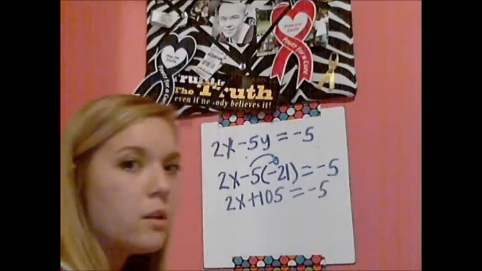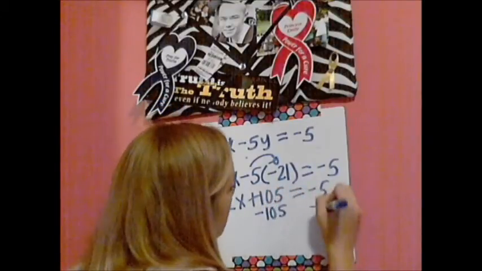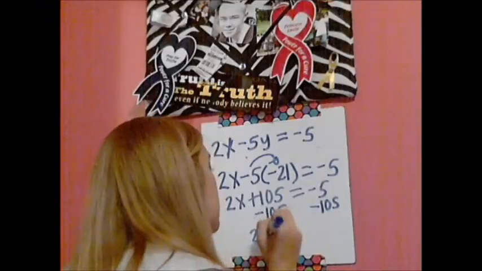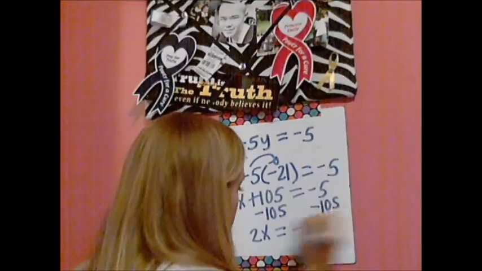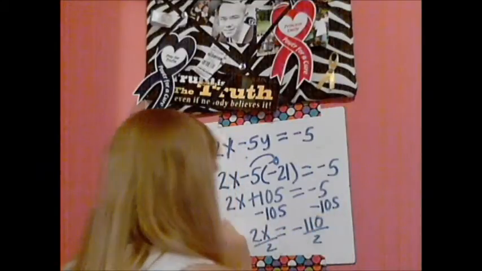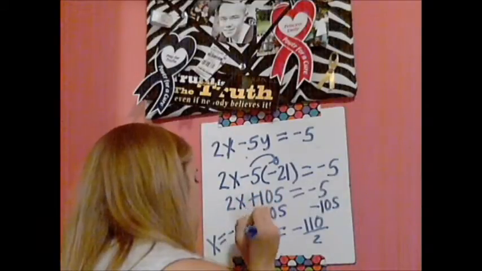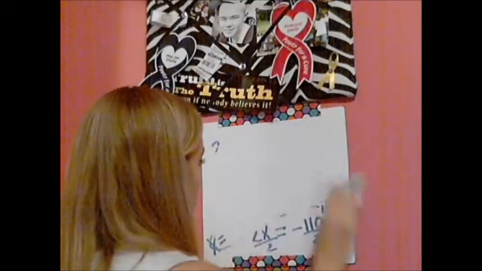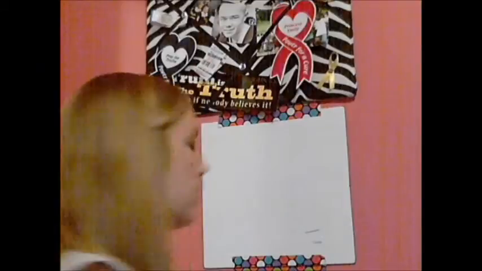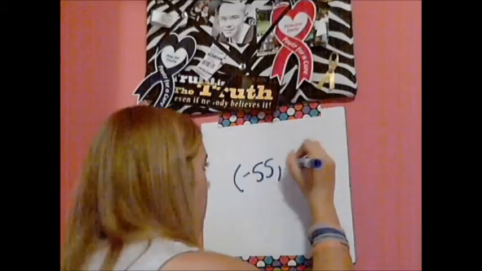Now all I have to do is get x by itself. Do that by subtracting 105 from both sides. Negative 5 minus 105 is negative 110. Divide by 2, and it leaves you with x equals negative 55. So the answer to this system would be negative 55 and negative 21.